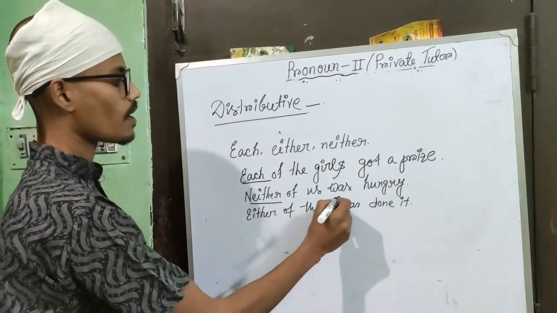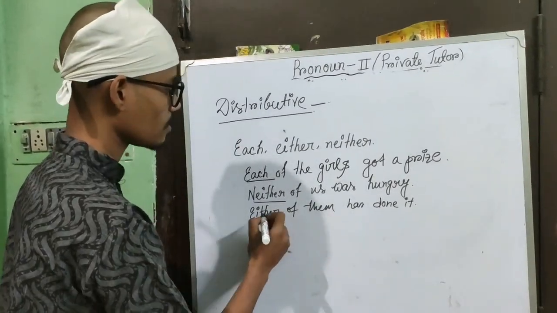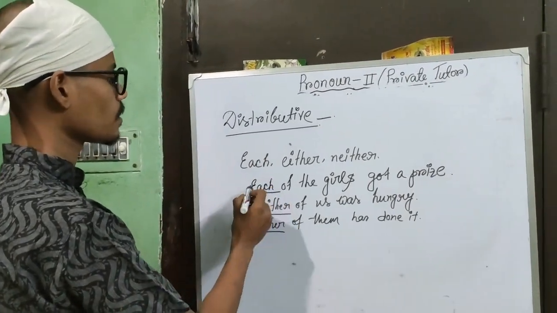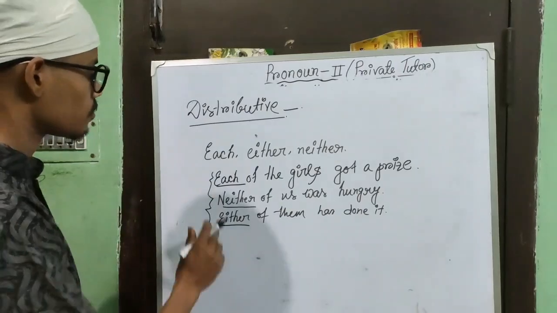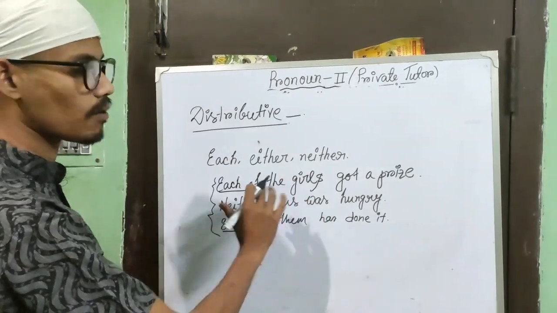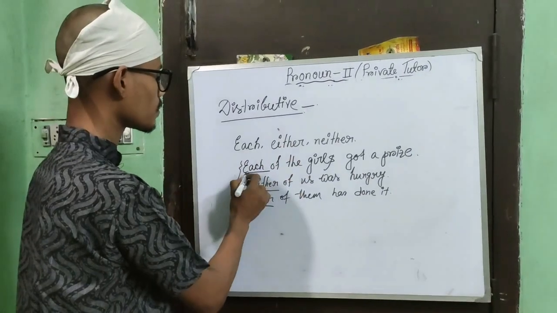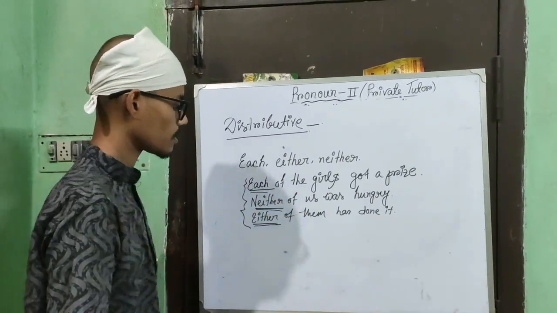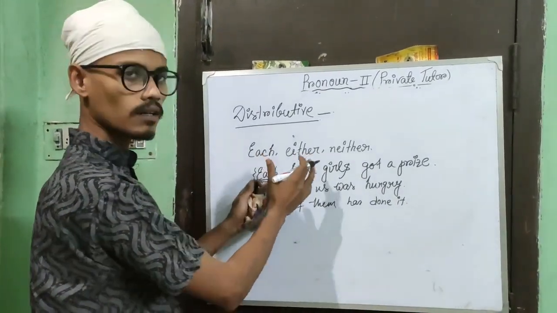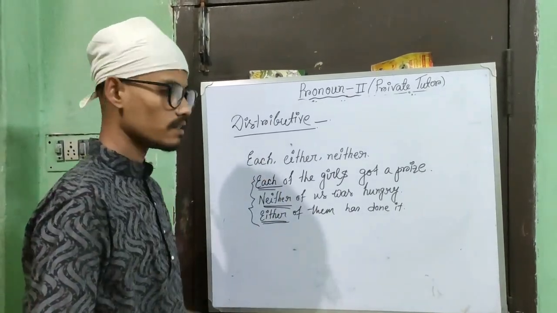Next sentence, neither of us was hungry. So neither is a distributive pronoun. And last, either of them has done it. So in these three sentences you can see each, neither, either is not followed by any noun or pronoun. That is why in all these sentences, each, neither, either are distributive pronouns. But if it was followed by a noun or pronoun, at that time it would be a distributive adjective. This is the basic difference.